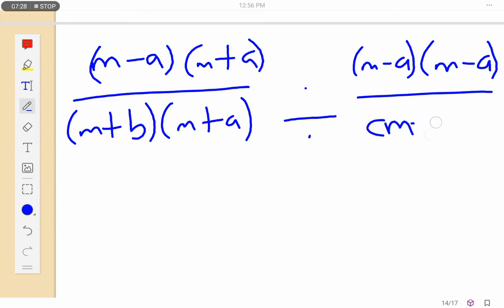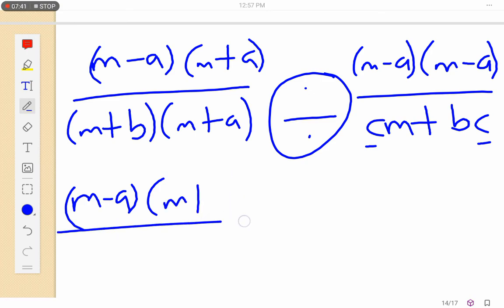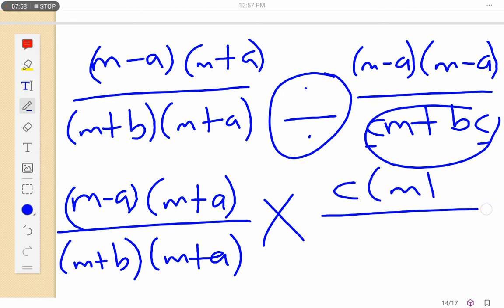cm plus bc. Okay, so here we can factor out c there. And also interchange this sign, so we have m minus a, m plus a over m plus b, m plus a multiplied by, so this one becomes c, m plus b over m minus a, m minus a, like that.